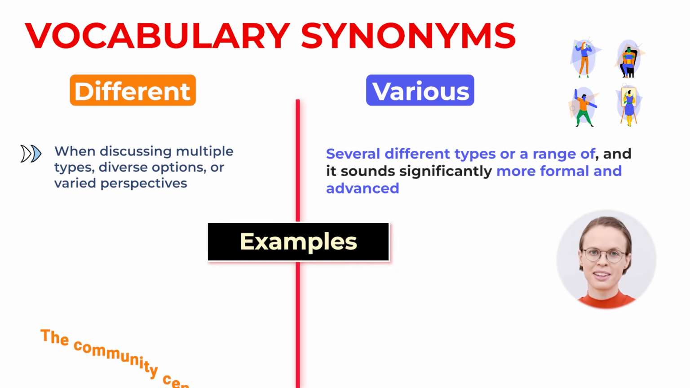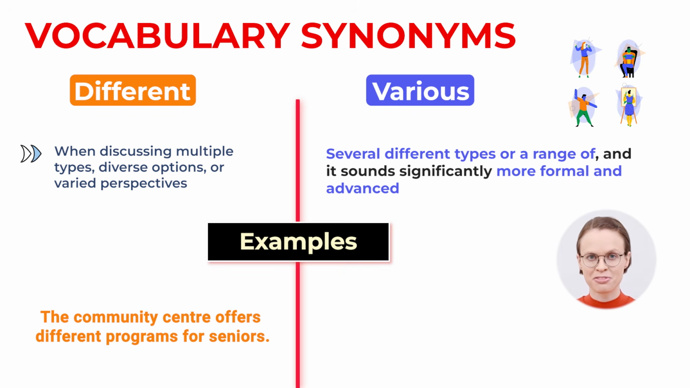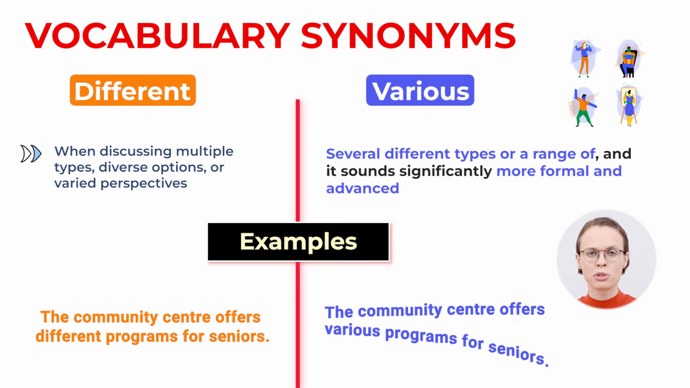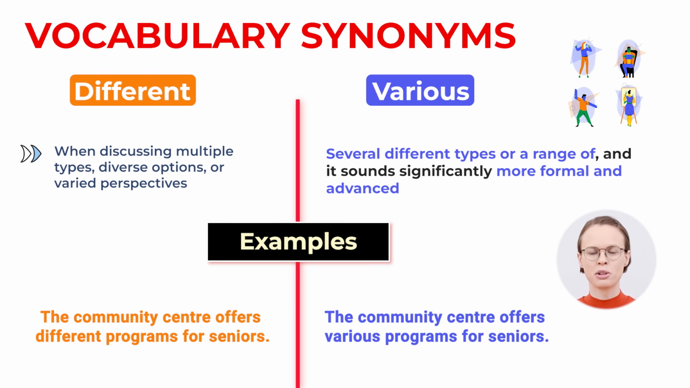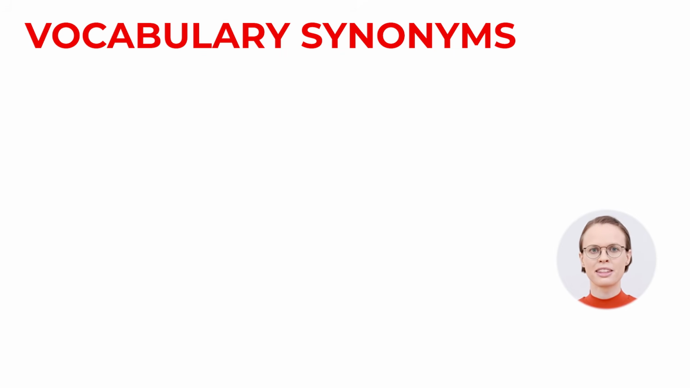Here's an example. The community center offers different programs for seniors. This becomes the community center offers various programs for seniors. The word various demonstrates that you can vary your vocabulary naturally. Here is another commonly used word, meet.